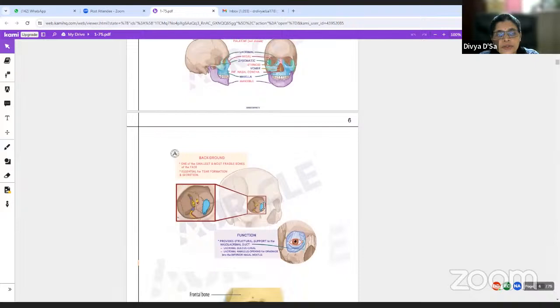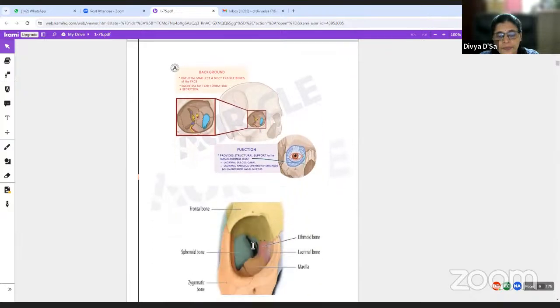So this is the lacrimal bone you can see here. This is the part. This is actually the orbit. This is where the crests are. You can see this portion.